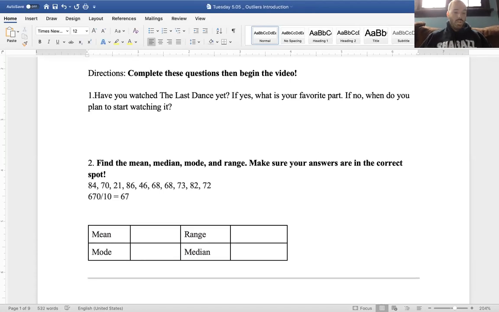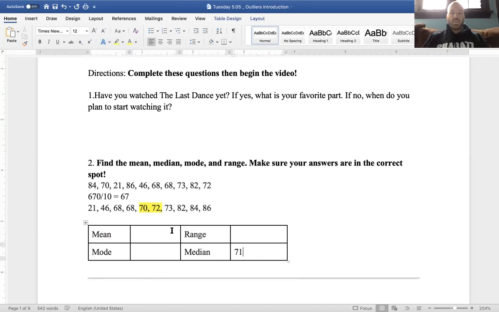To find the median, we need to line them up. 21, 46, 68, 68, 70, 72, 73, 82, 84, 86. Make sure that there's 10 numbers, 1, 2, 3, 4, 5, 6, 7, 8, 9, 10. The middle is in between 70 and 72. So what goes in between 70 and 72? 71. I'm gonna go ahead and plug the mean in too, because I forgot.